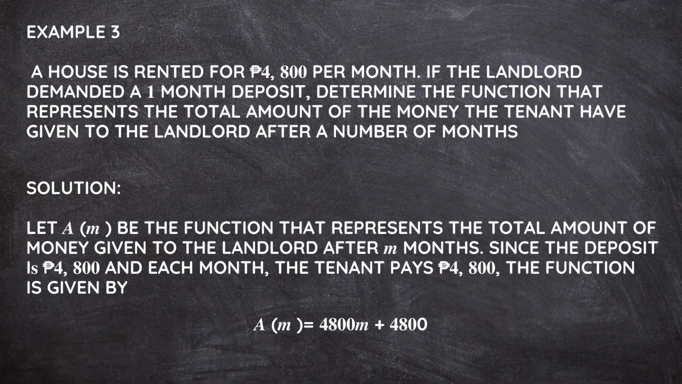If we ask, why did we add 4,800? We added 4,800 because in the problem, we were asked to give its function to represent the total amount of the money the tenant has given to the landlord after a number of months, which includes the 1-month deposit demanded by the landlord. Thus, our final answer is a of m equals 4,800m plus 4,800.